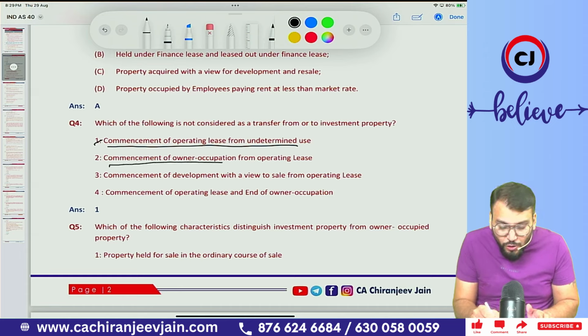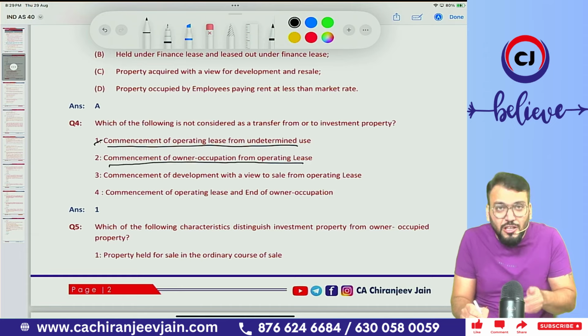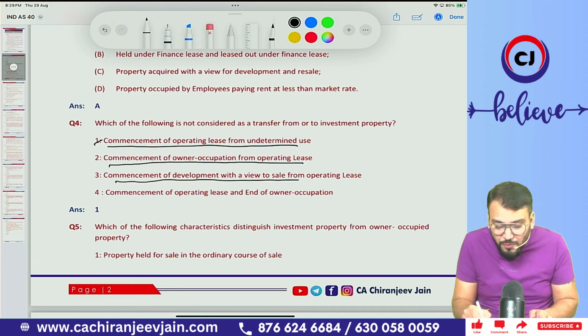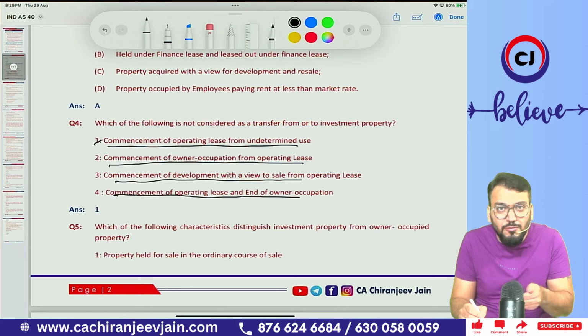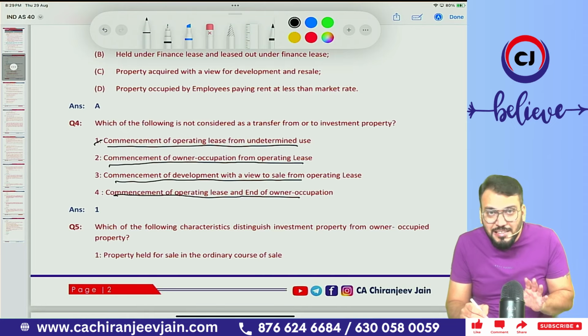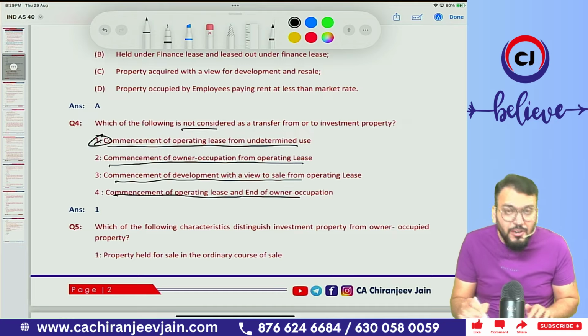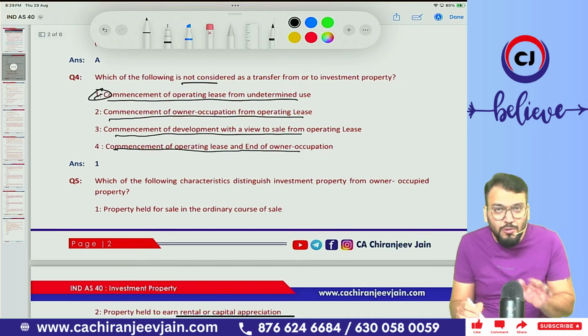Commencement of owner occupation from operating lease means it is now used as owner occupied property, so this is a transfer. Commencement of development with a view to sale from operating lease is also a transfer. Commencement of operating lease and end of owner occupation means initially it was used for owner occupation and now they started giving it on operating lease, so this is also a transfer. So option number 1 is not a transfer to or from investment property. Okay.